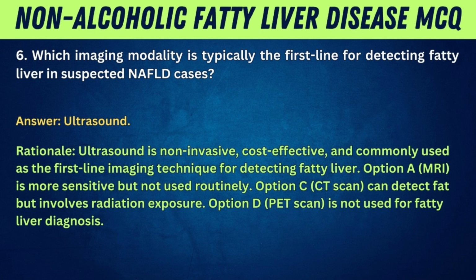Option A, MRI, is more sensitive but not used routinely. Option C, CT scan, can detect fat but involves radiation exposure. Option D, PET scan, is not used for fatty liver diagnosis.